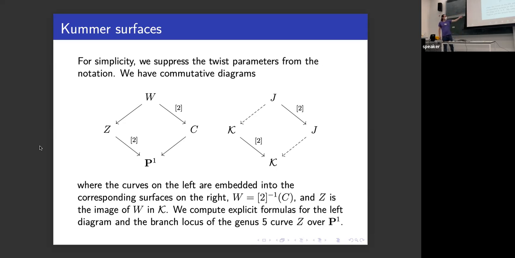And so what I did then is compute explicit formulas, not just for this, but also for this covering map and the branch locus. So I made this whole left side very explicit.